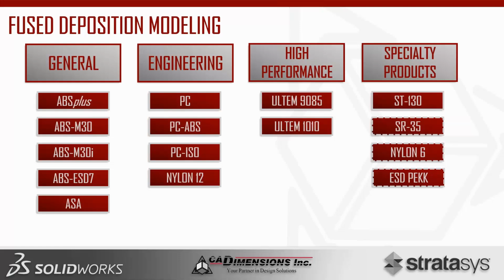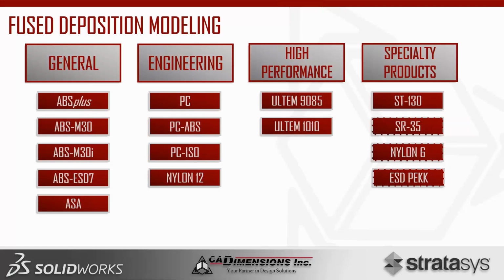SR35 is coming soon. That is a new type of soluble support powder. It's basically the new and improved version of SR30, the typical soluble support that we use here. Nylon 6 is a new material that was just released today, actually, which I'll be talking about a little bit later when we get into Nylon 12.